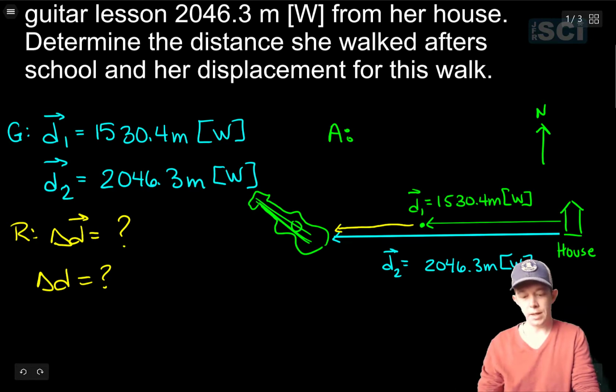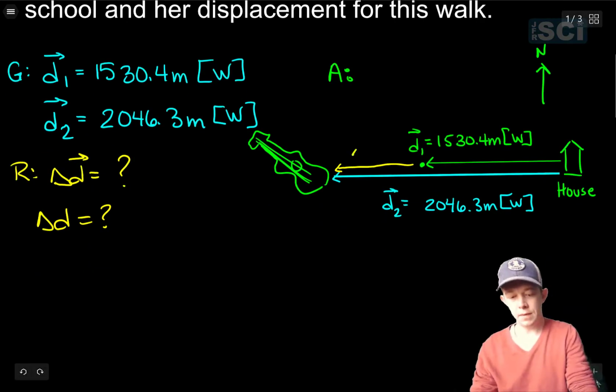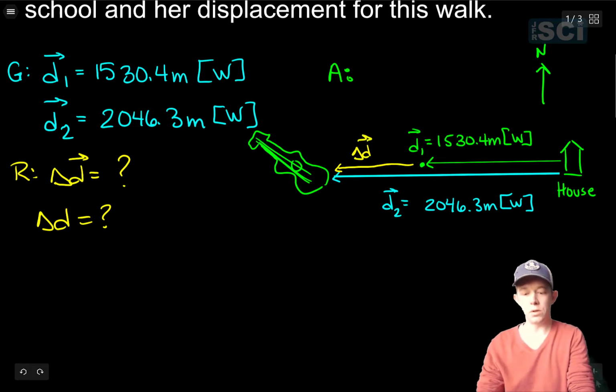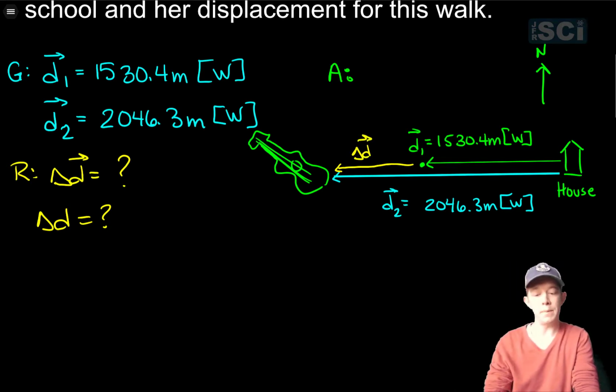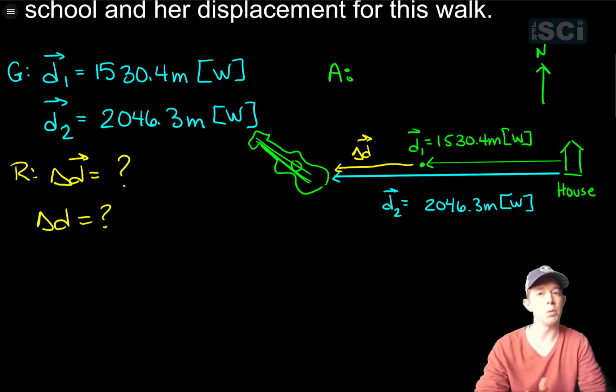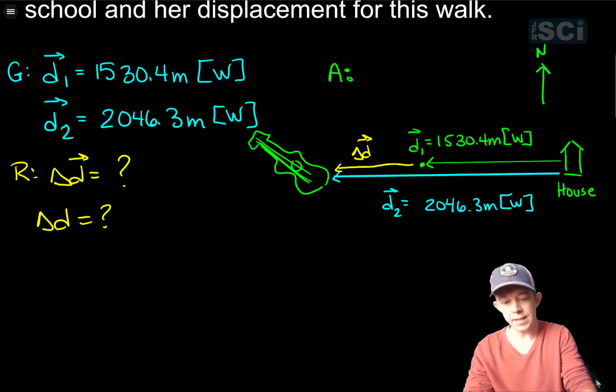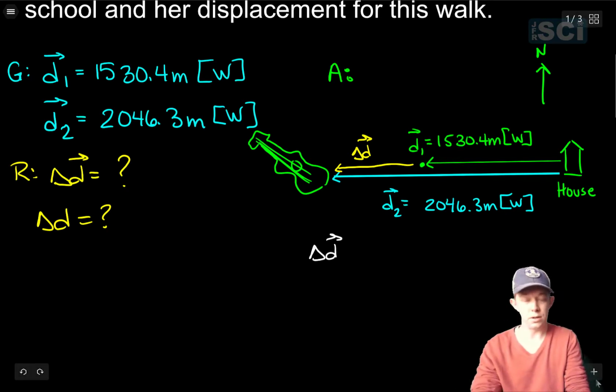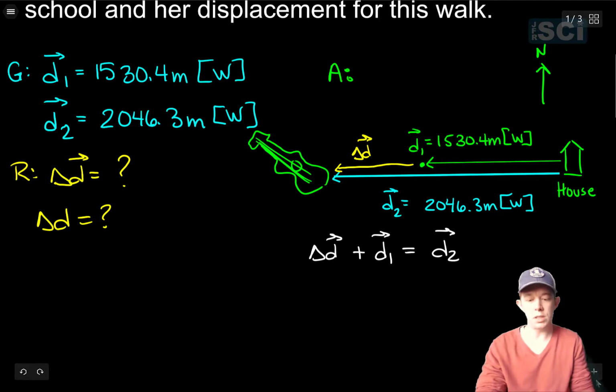here. Okay, so what that means is you can see that this green line and the yellow line will add up to give me kind of this light blue color. So this is my analysis here. I'm going to say that delta D plus D1 is going to be equal to D2. That's going to be my understanding.